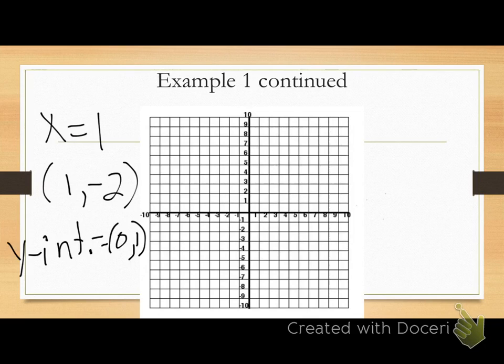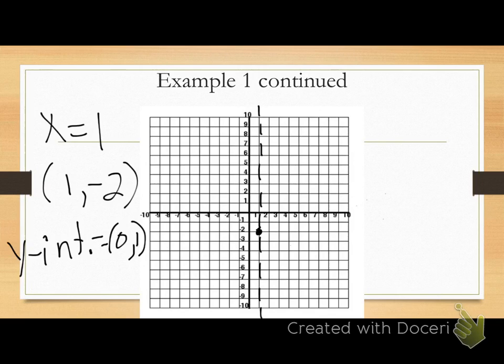So I'm going to graph my axis of symmetry first. I'm just going to use a dotted line to represent it. It's a vertical line going through 1 on the x-axis. There's my axis of symmetry. Now I'm going to graph 1, comma, negative 2, my vertex. So I'm going right 1, down 2. There's my vertex. Everyone good with that?